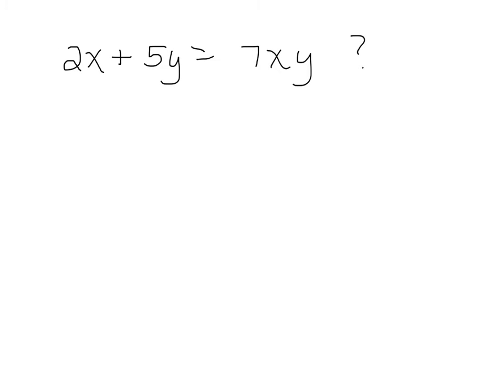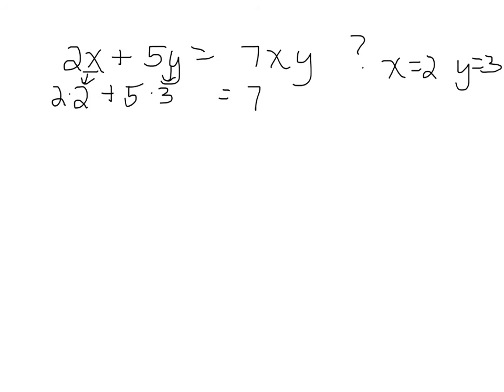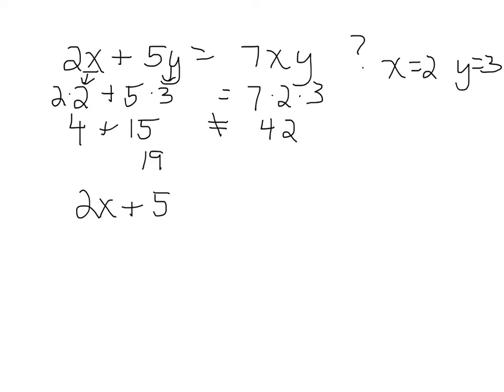And we can tell by plugging in different numbers for x and y. Let's say x is 2 and y is 3. Does 2 times 2 plus 5 times 3, see I'm plugging in 2 for x and 3 for y, equal 7 times 2 times 3? Well, this is 4, and this is 15, which is 19, and that does not equal 42. The reason why this doesn't work is because 2x and 5y are not like terms.